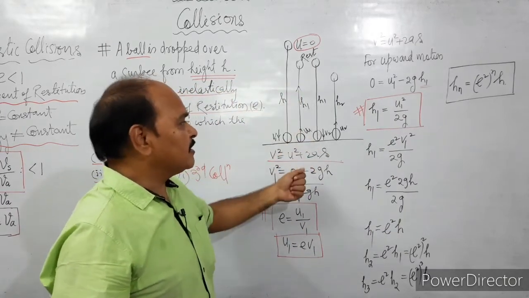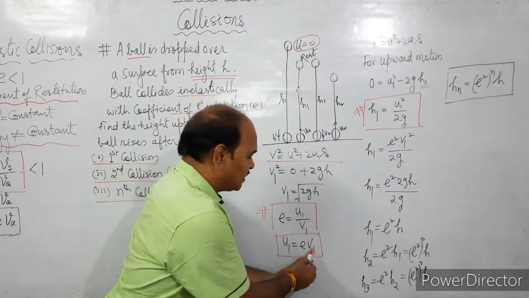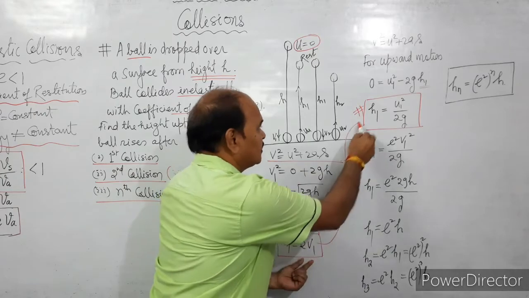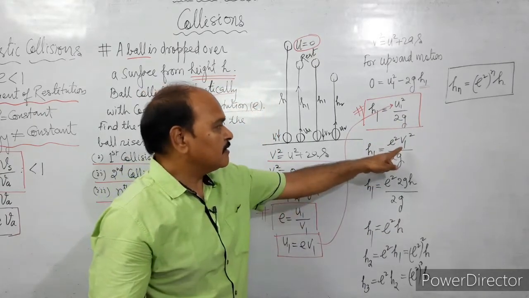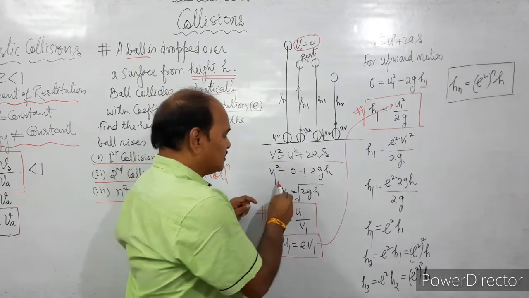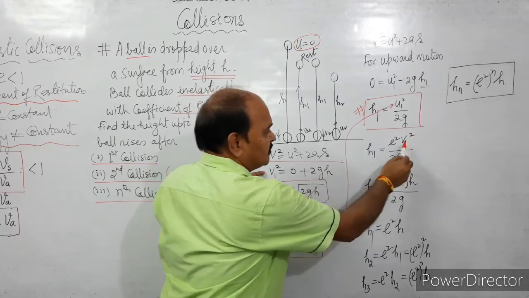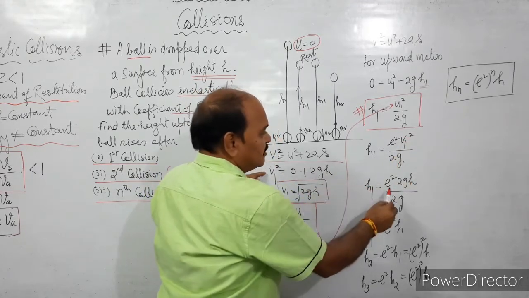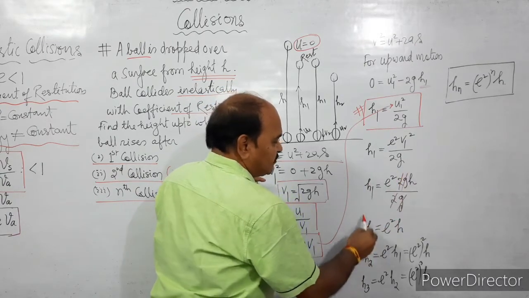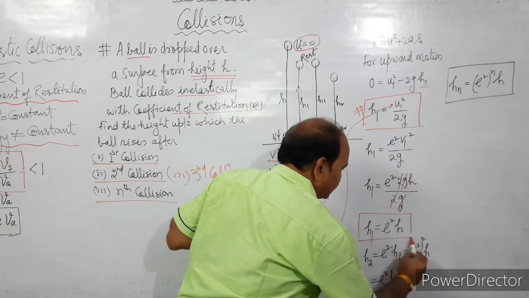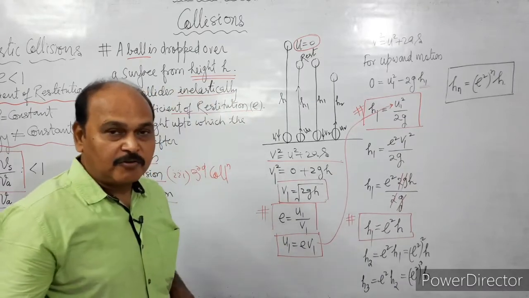We can further solve it. What is u1²? u1² is going to be e² v1². Let us substitute this value here. And what is v1? v1 is this. Let us substitute this v1 here now. This v1² is what? 2gh. If we substitute here v1² as 2gh, what do we get? e² 2gh upon 2g, and we can see that 2g cancels out. What do we get h1 as? We get h1 as e² h. So this is the height up to which the ball is going to rise after collision number 1.